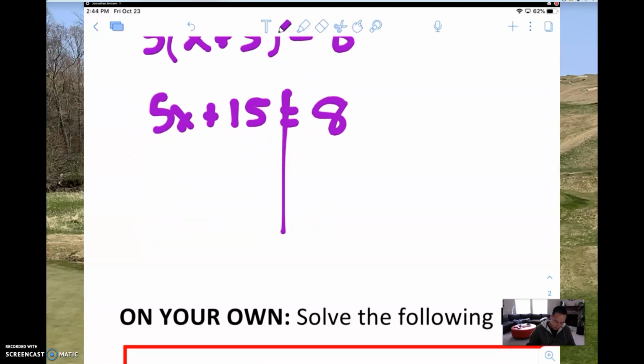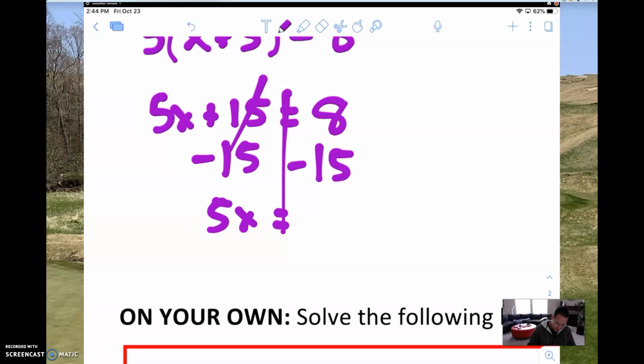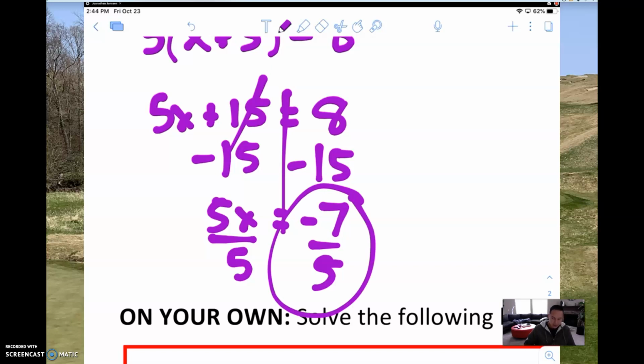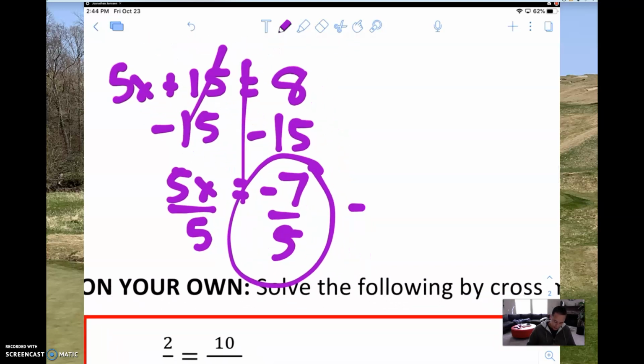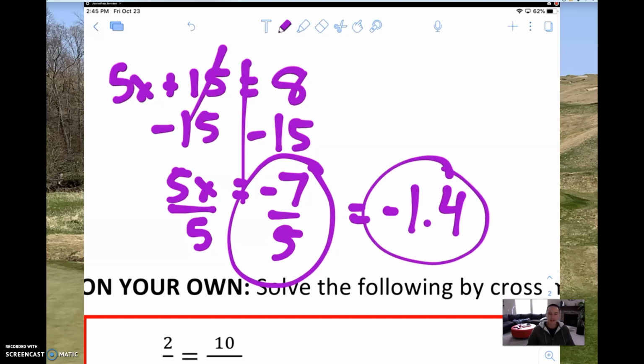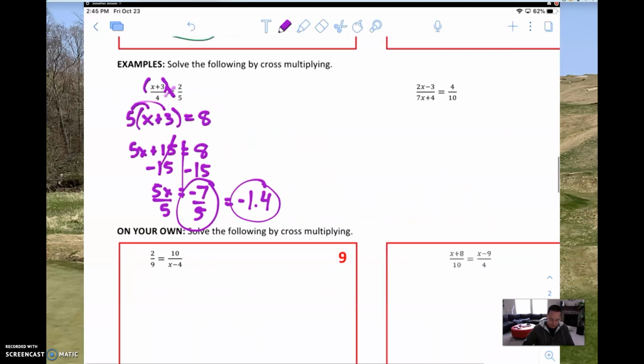Then we have to get rid of the 15 on both sides. We get 5x equals negative 7. And then we can divide by 5 on both sides. And you get an answer of negative 7/5. If you were to turn that into a decimal, it would equal negative 1.4. Both of those are correct answers. So just because there's an expression up there, just make sure you distribute.